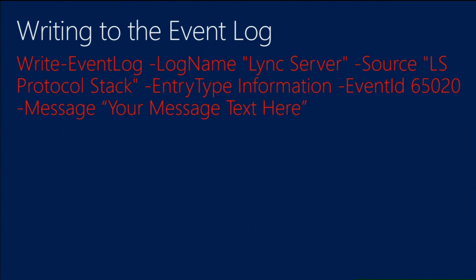This is a simple command that you can use in your script to write an event. We do a simple Write-EventLog, and then we specify where we want the log to go. As it's Lync, we want to put it into the Lync Server event log. So we just do Lync Server, and then we put a source, so it's coming from the LS protocol stack. And then we put our entry type. Here we can have information, warning, or error.